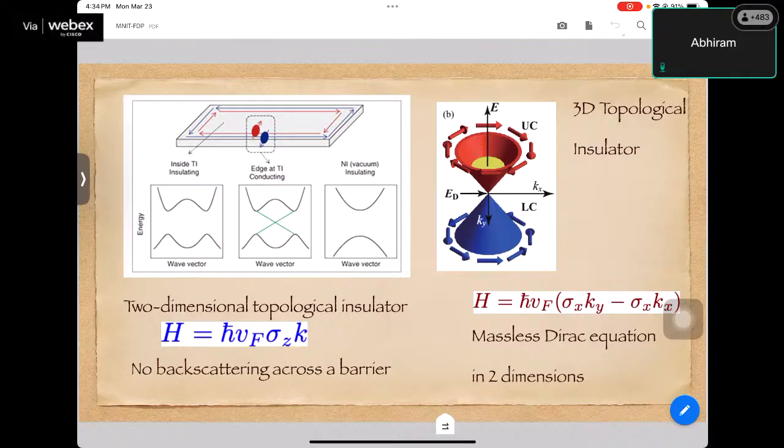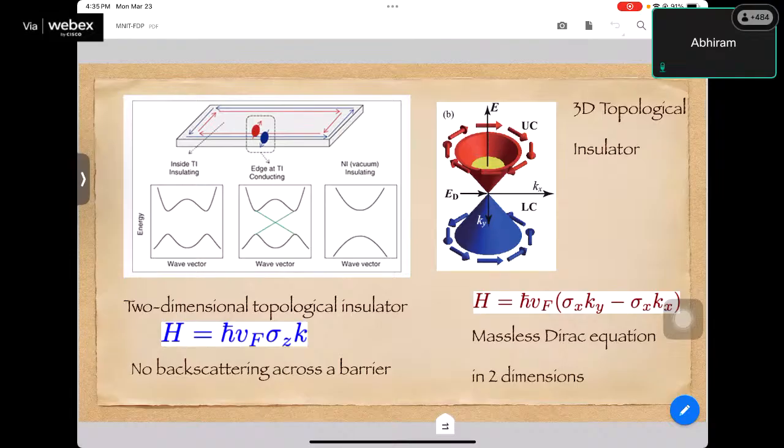And not only that, there are forward moving modes and backward moving modes. The forward moving modes are upspins and backward moving modes are downspins. This property is called spin momentum locking. Okay, so this is the Hamiltonian actually: H = ħ v_F σ_z k. k is like the wave vector, or ħk is like the momentum. We can replace it with the momentum operator, minus i ∂/∂x.